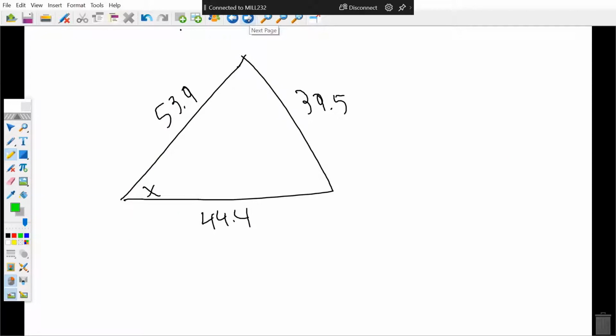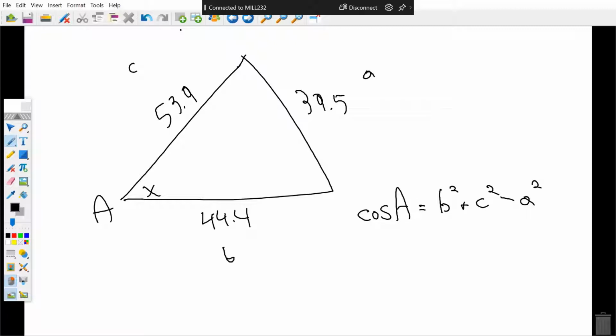Here we need to find the missing angle in this triangle. I'll provide you with the formula. We'll call this A, this B, and this C. We'll call this angle A. Okay, there's your formula. Please take a moment and find that missing angle.